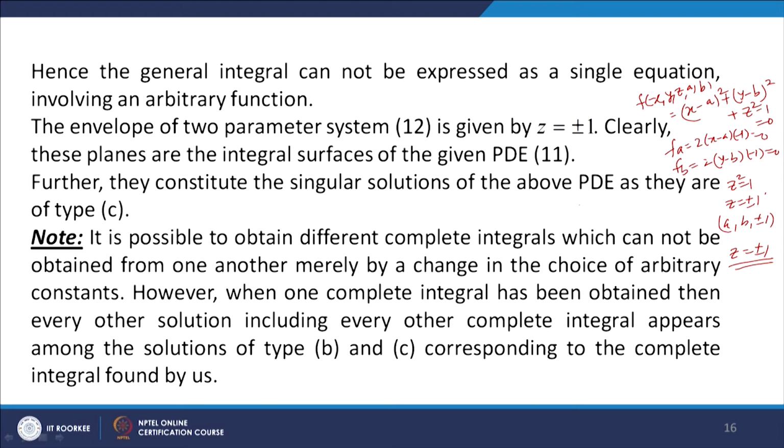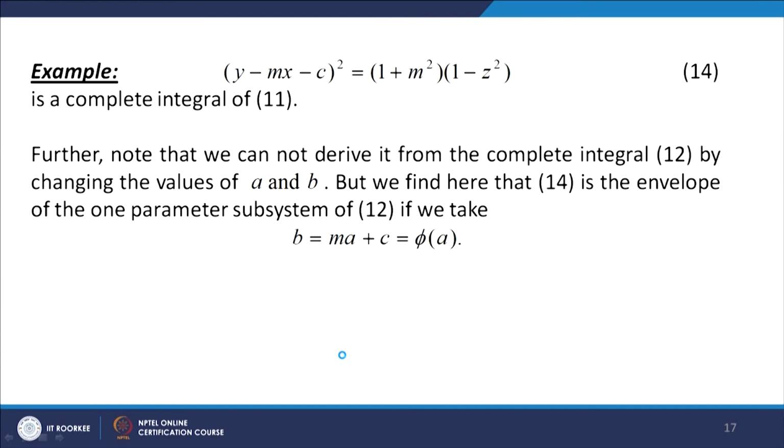Now, it is possible to obtain different complete integrals which cannot be obtained from one another merely by a change in the choice of arbitrary constants. However, once one complete integral has been obtained, then every other solution, including every other complete integral, appears among the solutions of type B and C corresponding to the complete integral found by us. Let us see how it happens. (y minus mx minus c) whole square equal to (1 plus m square) into (1 minus z square).